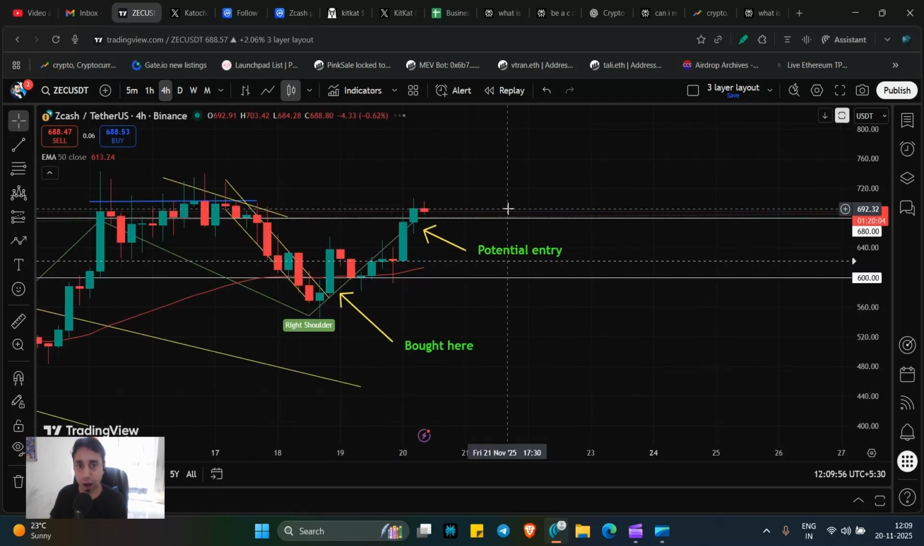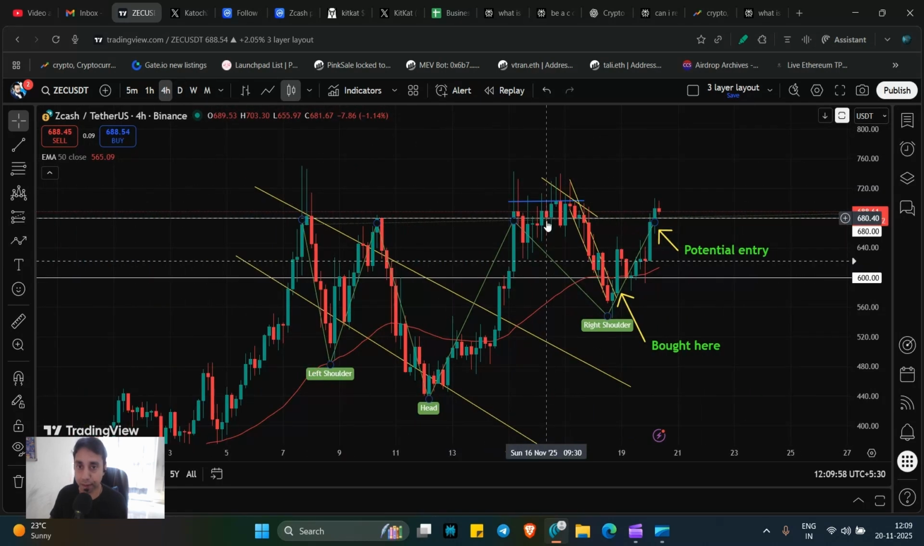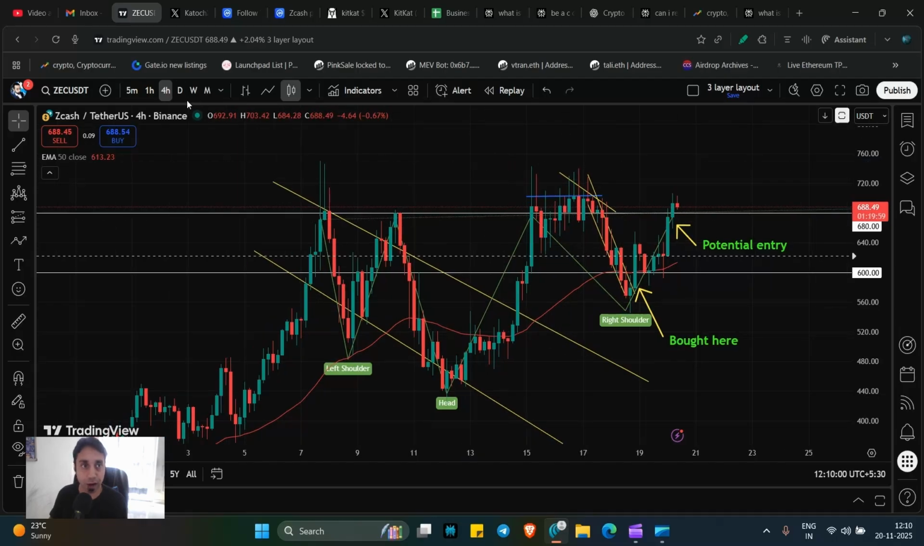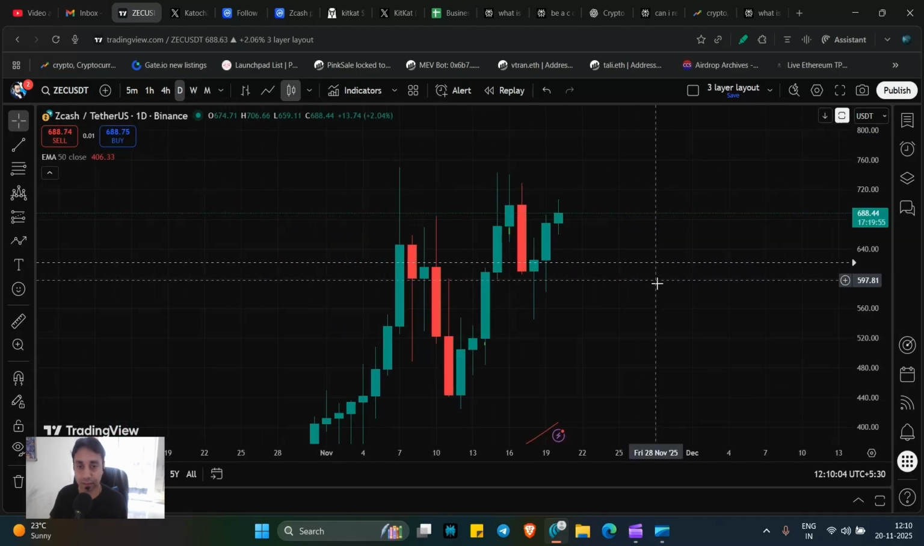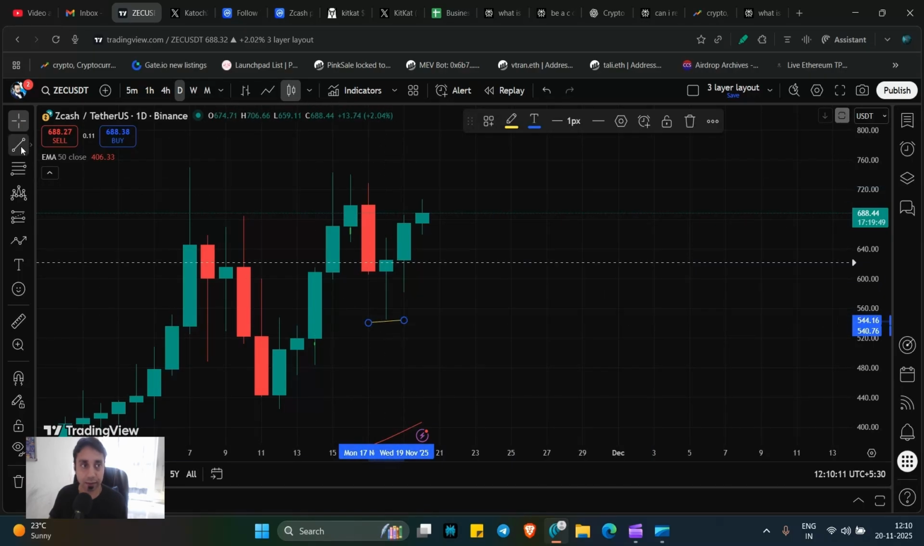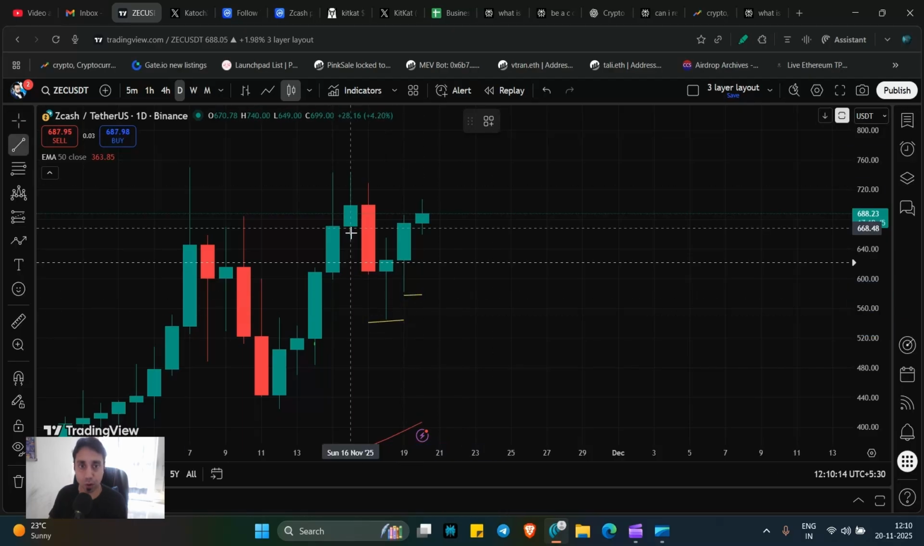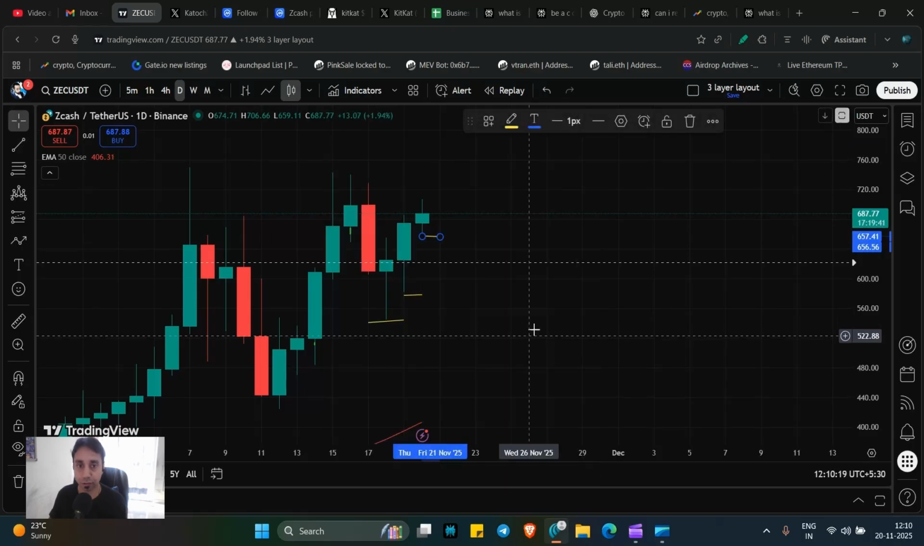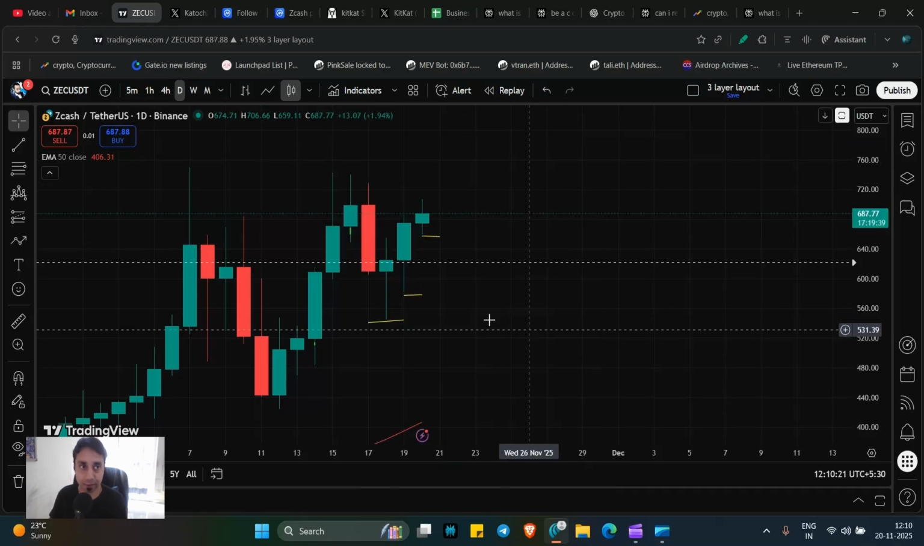So this is how I'm entering the trade, of course managing on the higher time frame, but the values I put are based upon the daily chart. This is the daily chart, and my stop loss keeps increasing with time. So it started here, then it is now at this level, and tomorrow if it pumps it will be here. So that is called a trailing stop loss. That is what my idea is. So that's for the trade.